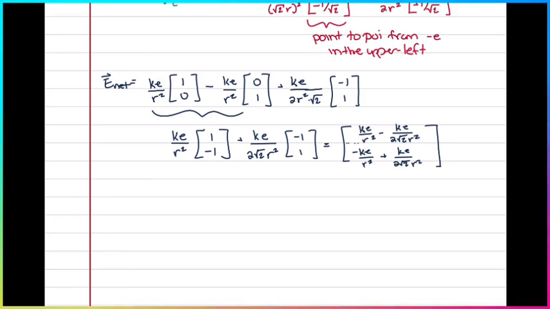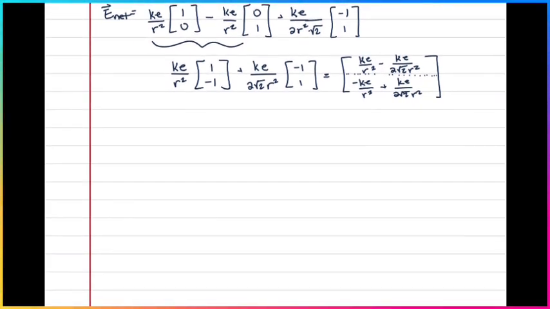plus kE over 2 root 2 r squared in the y direction. Or put some dots, not that it's a fraction, but to show the x component and the y component. Though I would hope that you could simplify this more and write it with the same common denominator, in which case I think it becomes something like kE times parenthesis 2 root 2 minus 1 close parenthesis all over 2 r squared. And then if you want a direction vector, 1 over root 2, negative 1 over root 2. That's just math.